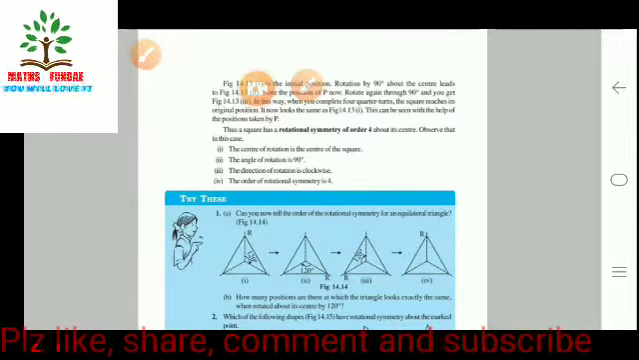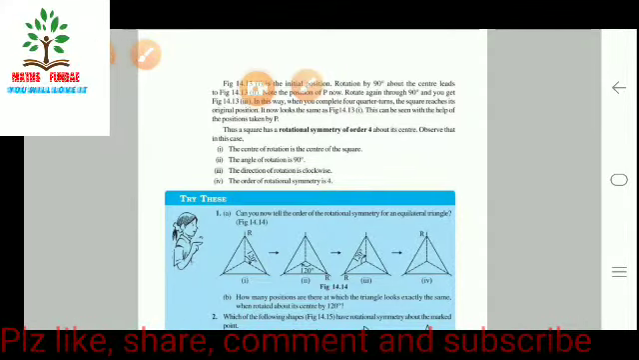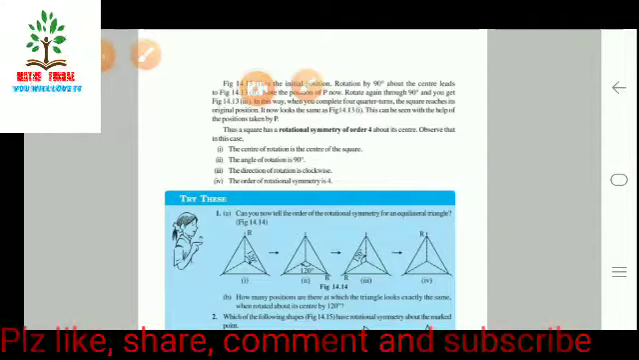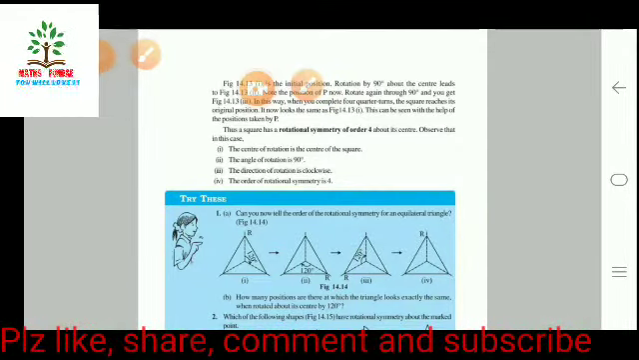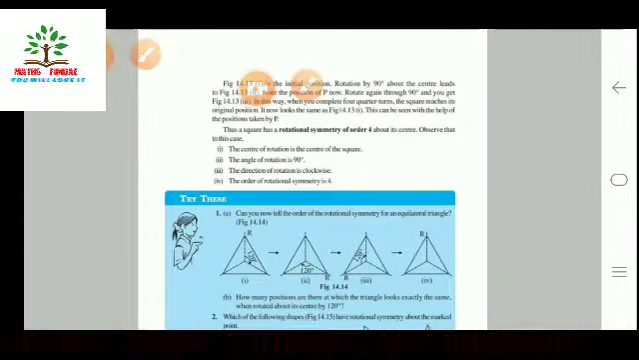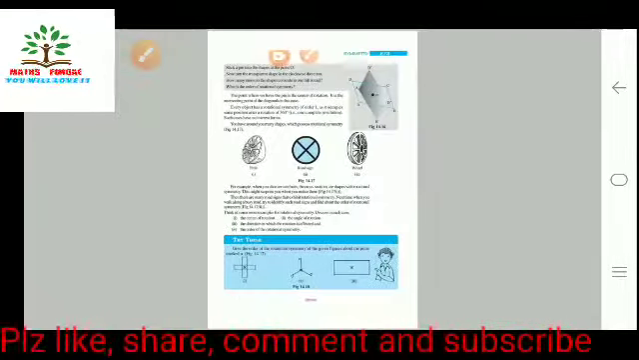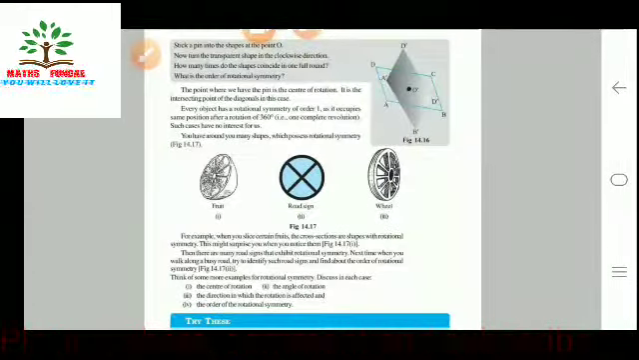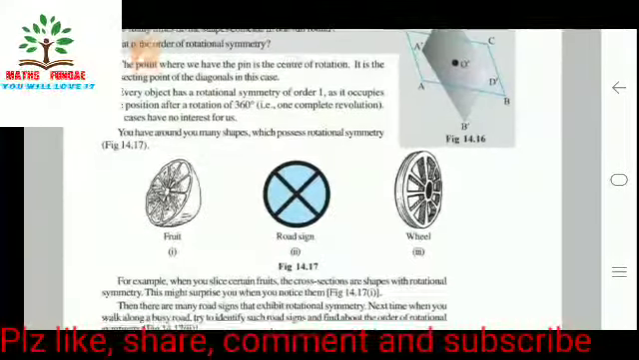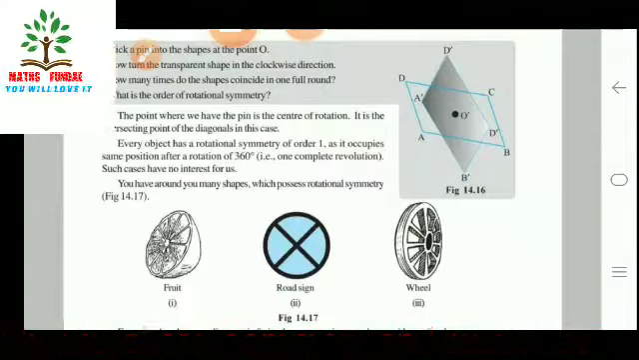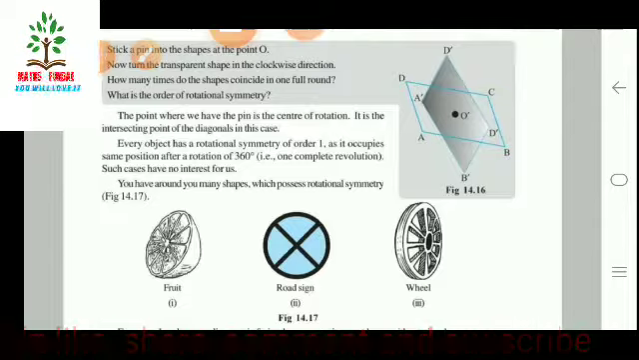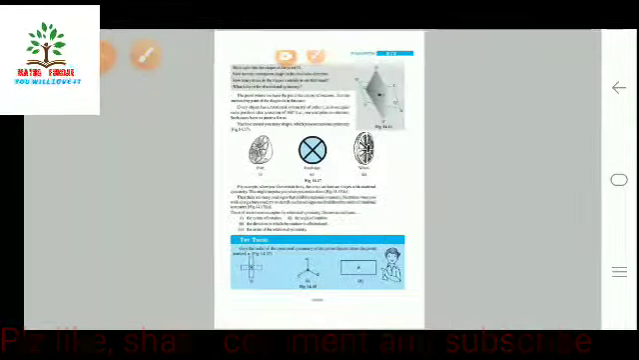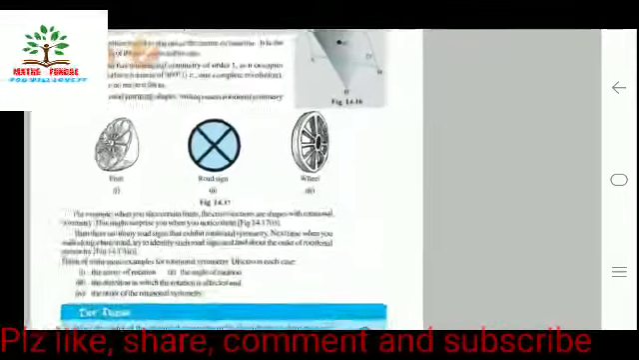Now the center of the rotation is the center of the square, and the angle of rotation is 90 degree. The direction of rotation is clockwise, and the order of rotation symmetry is 4. Then next, if we see here, what is this? The point where we have a pin at the center of rotation is the intersecting point of the diagonals in this case. So this is talking about the square.